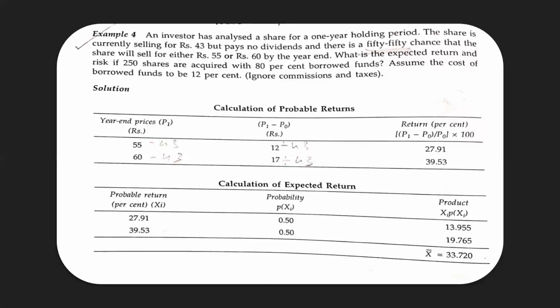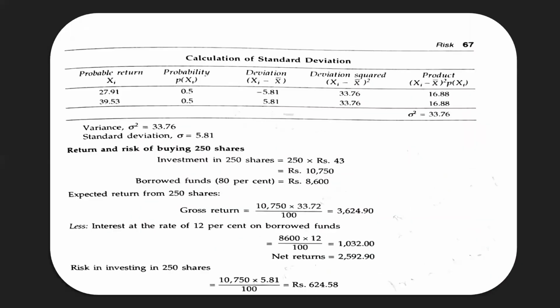So you're borrowing 80% of the funds for making the investment and you're purchasing 250 shares. The price is given as rupees 43. So what is the risk involved? See, you're investing in 250 shares. If you're going to purchase it for rupees 43, then the total amount that you'll have to invest is 250 into 43, which is 10,750.